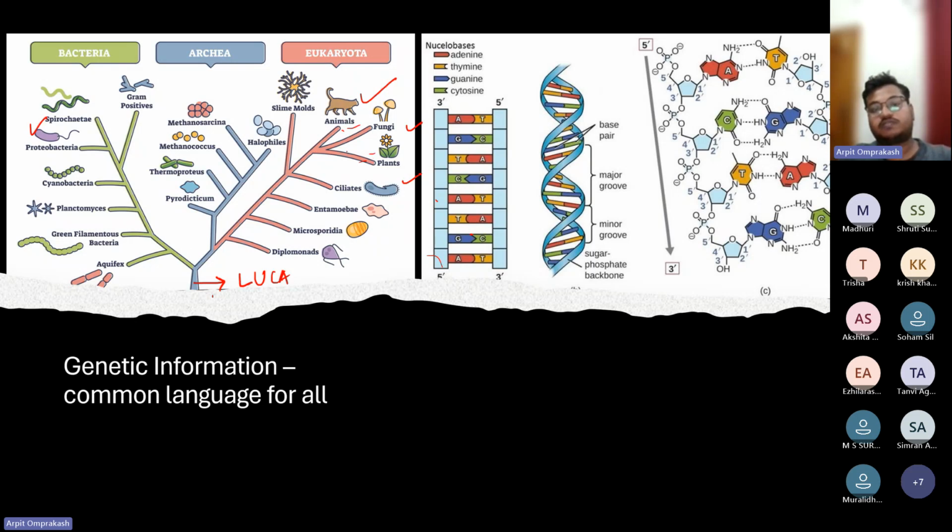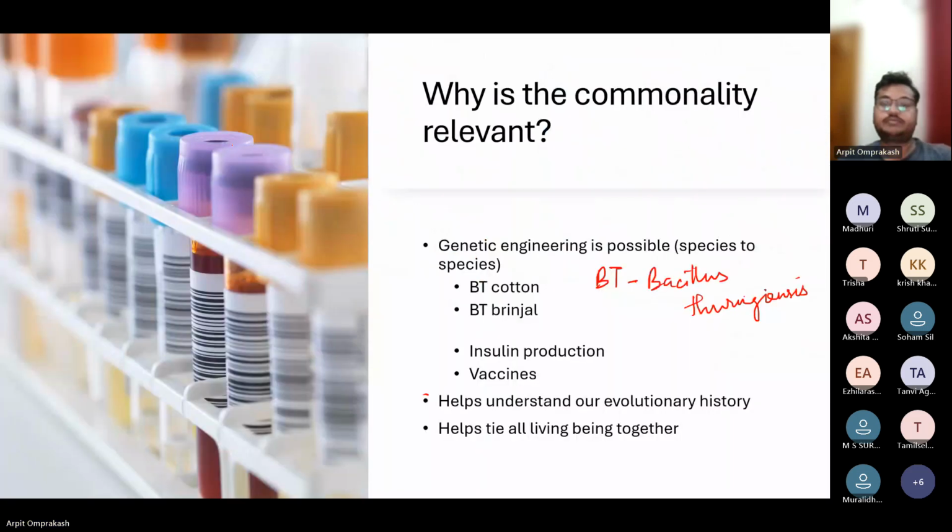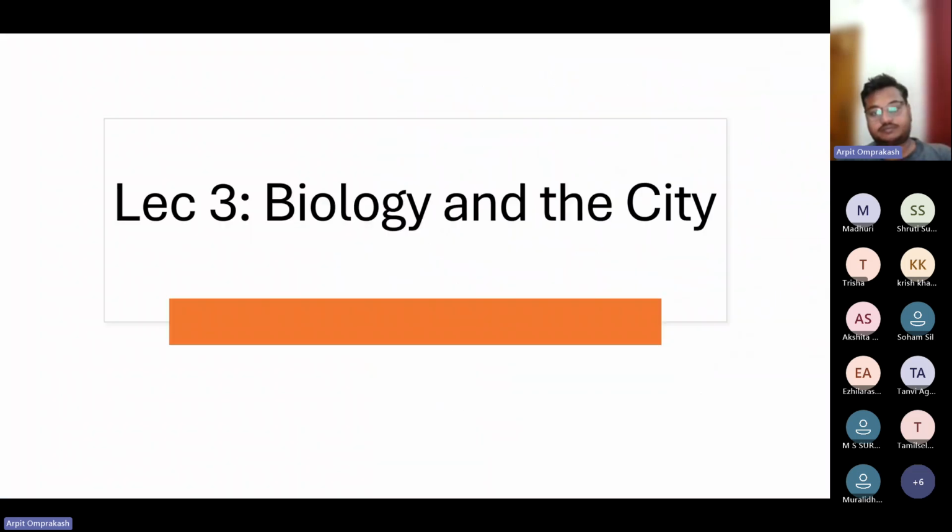Because the number of similarities in their DNA is more compared to the number of similarities between these animals and, for example, this bacteria or this archaea. Right? And it also helps us tie all living beings together because it's a common language that can be understood and written by everyone. Does anyone have any questions from the second lecture?